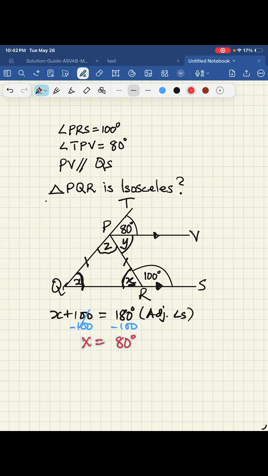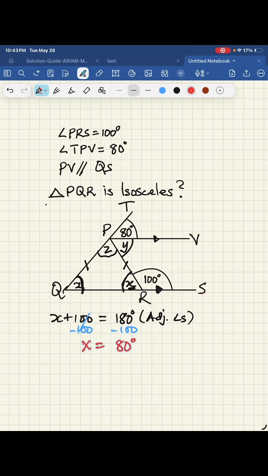Now once you get x, we want to determine y. How do we get y? We know these two lines are parallel. If they are parallel and we have a Z shape like this, you see this angle is the same as this. They are alternate angles. So x equals y equals 80 degrees. Alternate angles are congruent. They have equal measures. So once we get this one as 80, now we have 80, we have 80.